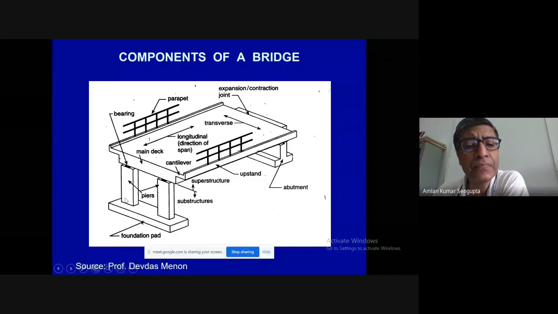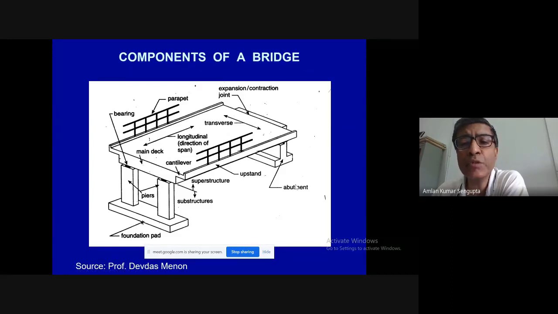From the piers, the load goes down to the foundation and the pad foundation. And from the pad foundation, it goes down to the soil. At the end of the bridge, the support is called an abutment, because next to an abutment there will be soil, and hence the abutment carries not only the load from the deck, but also the load from the soil.